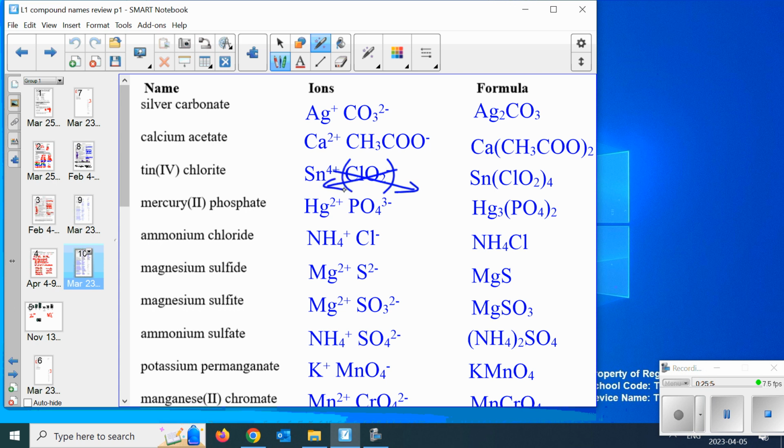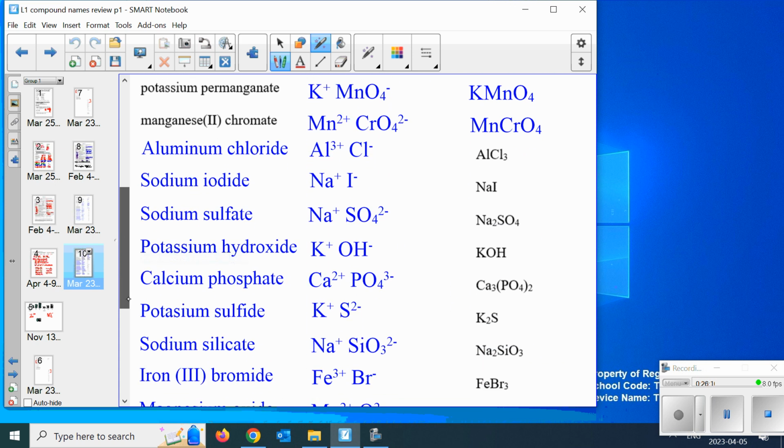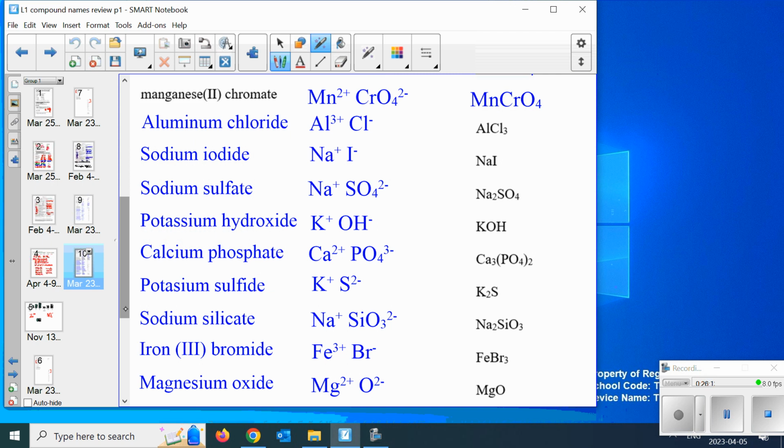So if they aren't a match, crisscross, and make sure they're in the lowest terms. When I say lowest terms, I'm talking like if you had a fraction of 2 out of 4, you'd say, well, that's 1 out of 2. Same with these. The first 3: ammonium chloride, sodium iodide, sodium sulfate. If needed, the rest are.